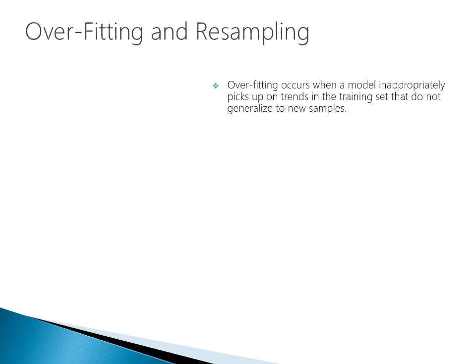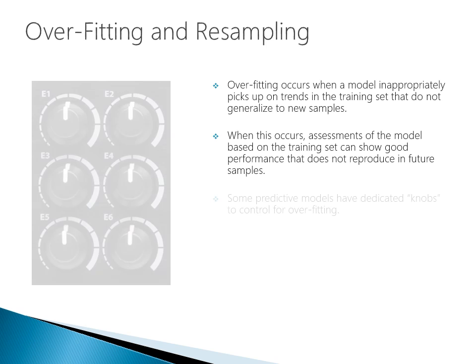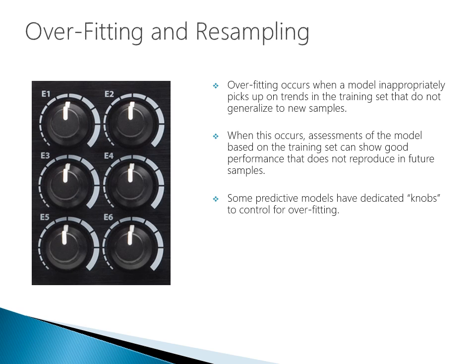Overfitting occurs when a model inappropriately picks up on trends in the training set that do not generalize to new samples. When this occurs, assessments of the model based on the training set can show great predictive performance, but it isn't reproducible in future samples. Some predictive models have dedicated knobs to control for overfitting, so you can calibrate certain features of predictive modeling algorithms to help address this issue of overfitting.